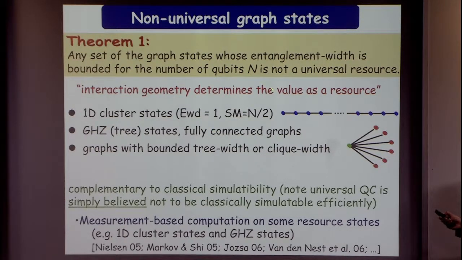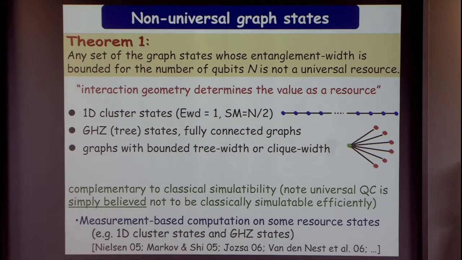Any set of graph states whose entanglement width is bounded in the number of qubits n cannot be universal, because there are some states you cannot create. For example, the one-dimensional cluster states, this one-dimensional chain, is limited and not universal, because if you calculate the tree width, then this is just one. Interestingly, if you look at the tensor rank, this one-dimensional cluster set still has a big tensor rank, but this doesn't allow us to eliminate the 1D cluster state.